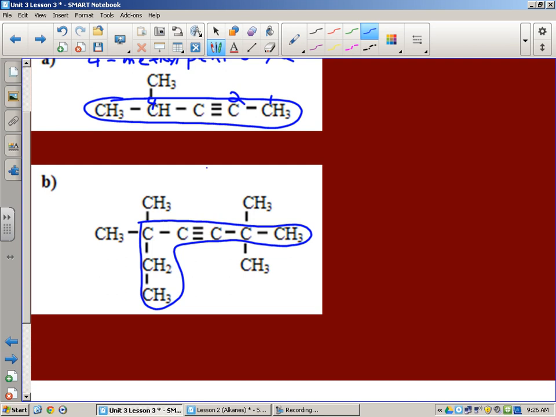So let's see here. Obviously this is going to be, like I said, hept-something-yne. Let's decide here. If I start at this one, 1, 2, 3, or 1, 2, 3, 4. I got to start from here. That's going to be 1 right there, 2, 3, because I'm going to get to the triple bond quicker that way. So that's hept-3-yne.